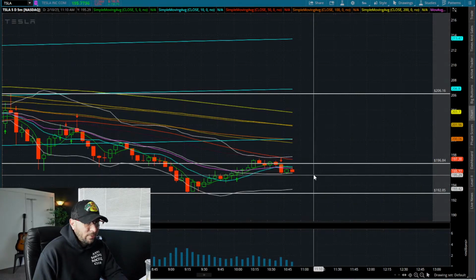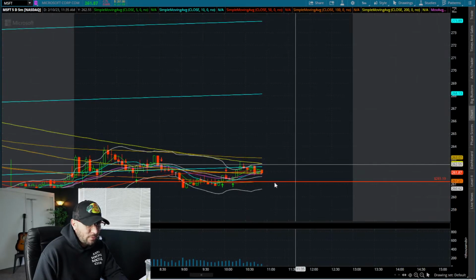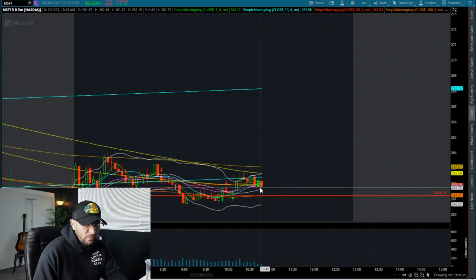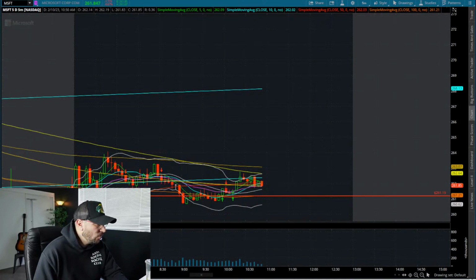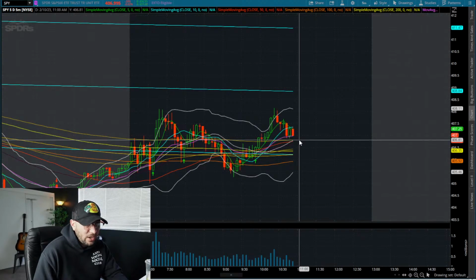Looking for it to break the price action here. If I can quickly take a look at Microsoft, for example, kind of doing the same thing, right? Very, very nasty action here. Microsoft looking to break this 261.72 mark. If I take a look at the S&P 500, same thing here. We do have some support sitting here on the S&Ps at 406.75 as well as 406.38.